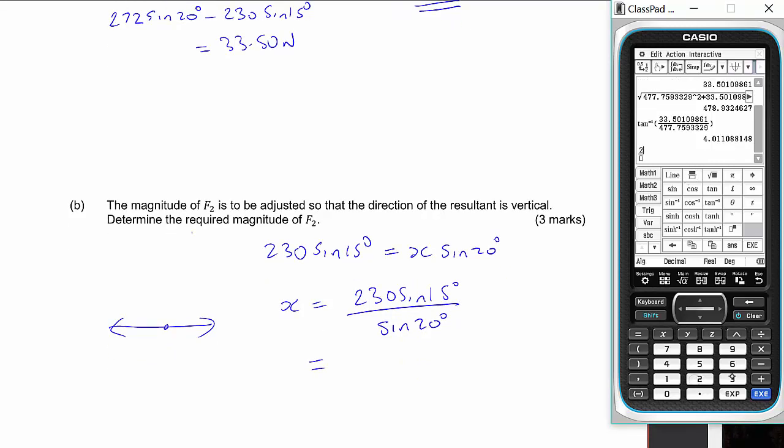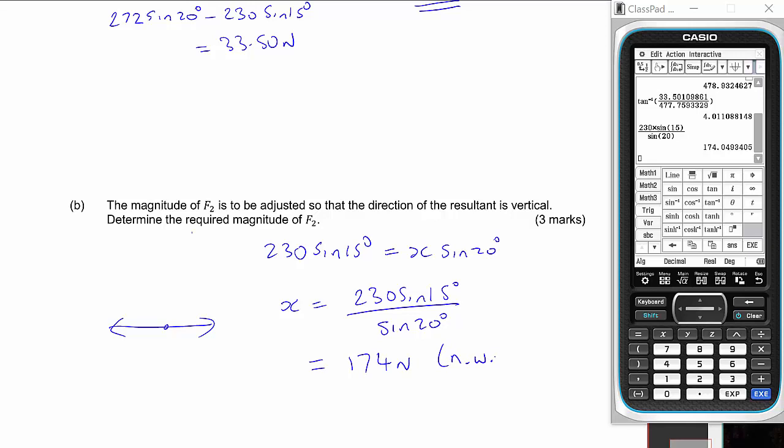So we've got 230 multiplied by sine 15. Divide that by sine 20. That's 174 to the nearest whole number.